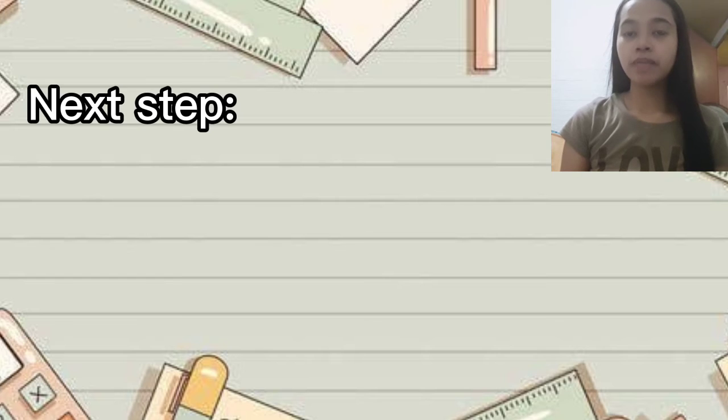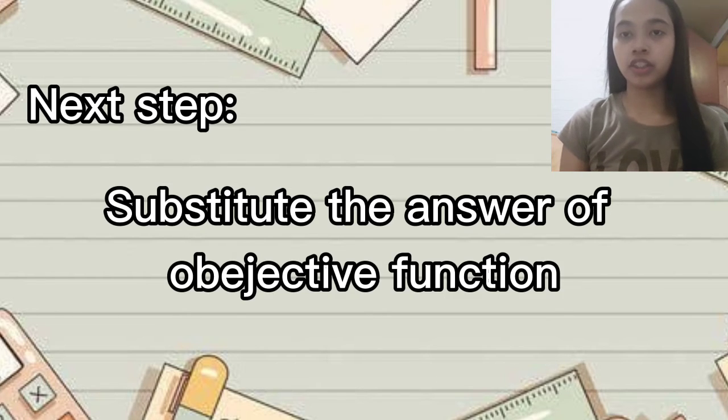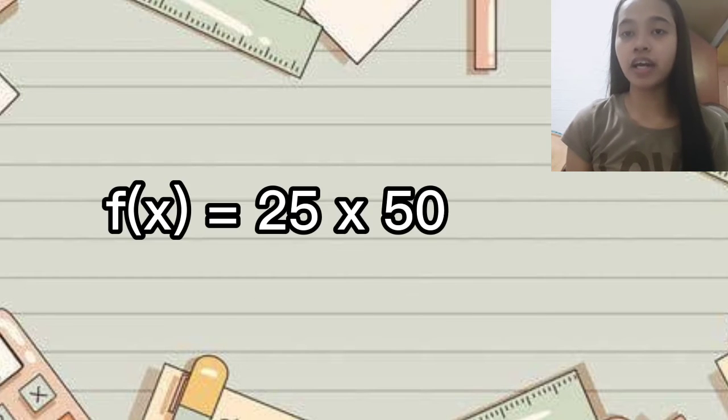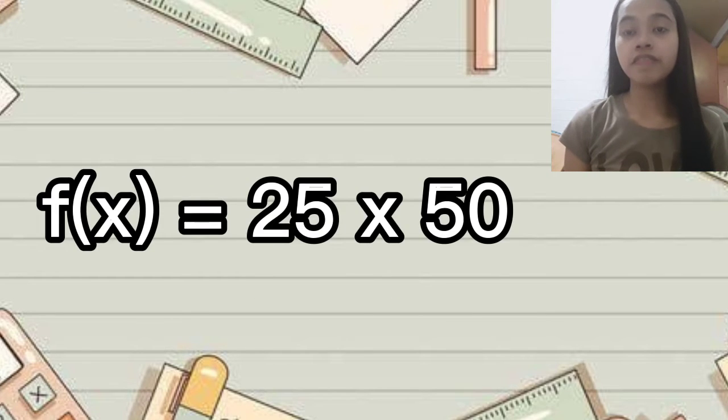And for the last step, we substitute the answers into the objective function. Again, the objective function is f of x is equal to xy. So f of x is equal to 25 times 50. 25 times 50 is equal to 1250. And now that is our maximum product.